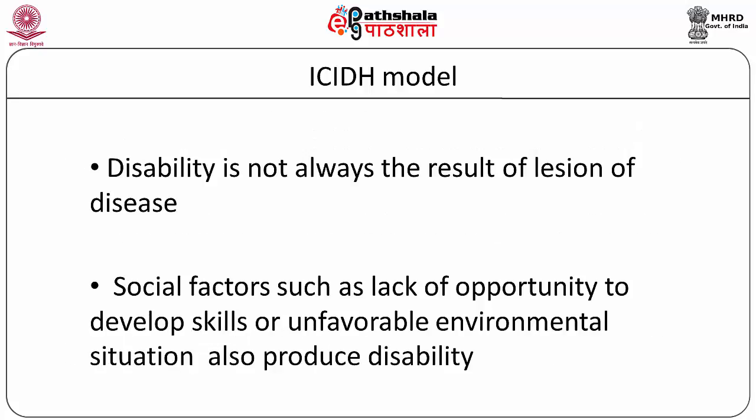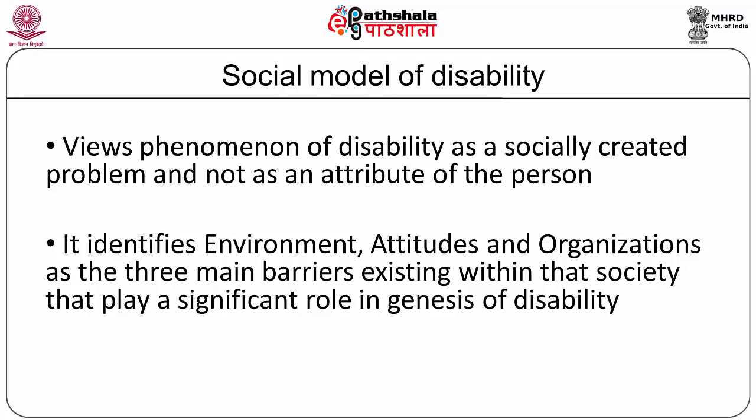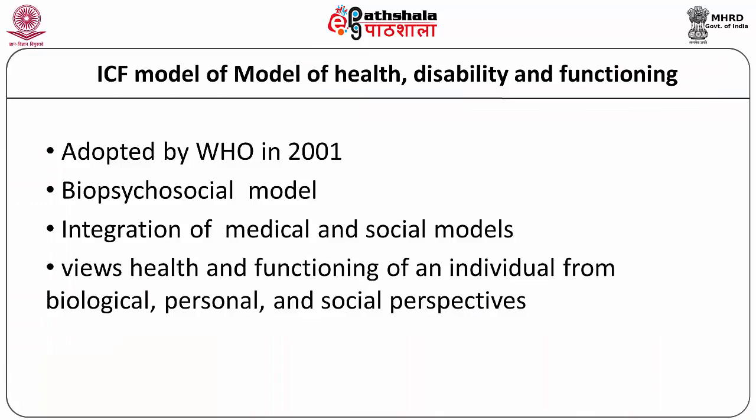However, disability is not always the result of lesion or disease. Social factors such as lack of opportunity to develop skill or unfavorable environmental situation also produce disability. The social model of disability views the phenomenon of disability as a socially created problem and not as an attribute of the person. It identifies three barriers that make a person with impairment handicapped and disabled. Environment, attitude and organizations are the three main barriers existing within the society that play, according to this model, a significant role in the genesis of disability.